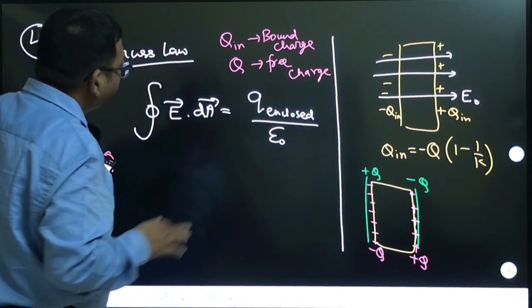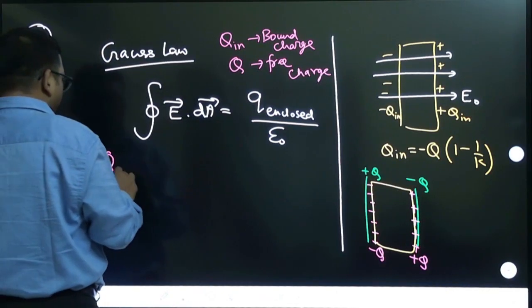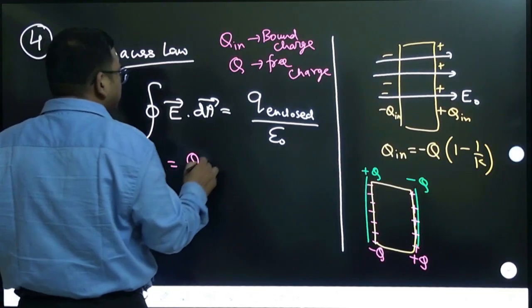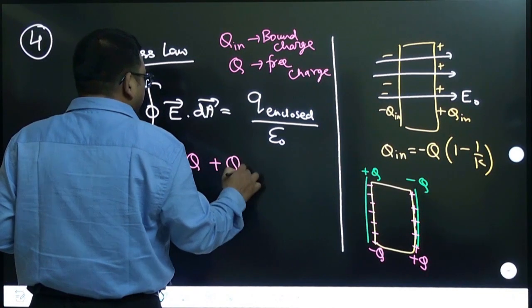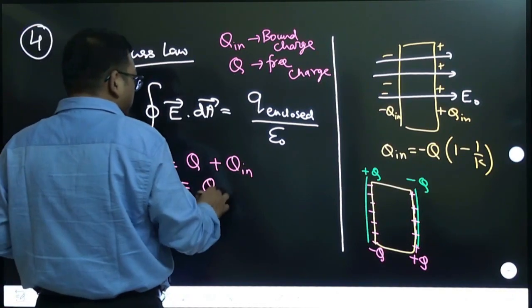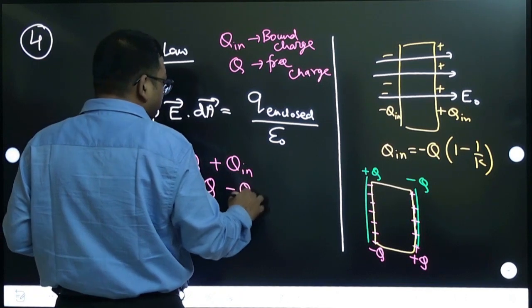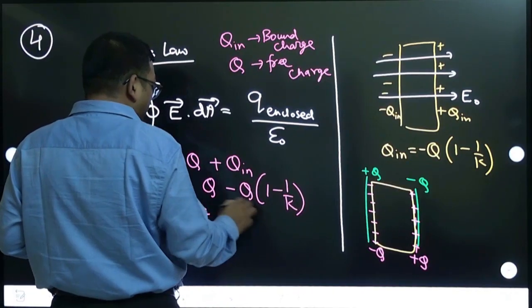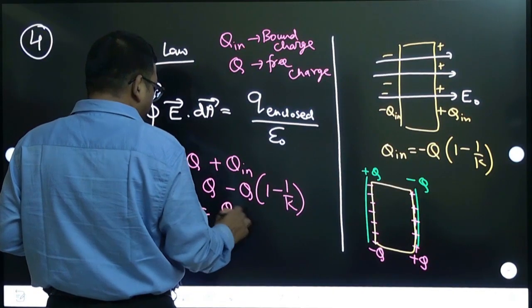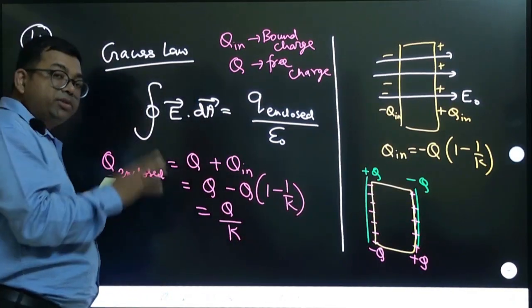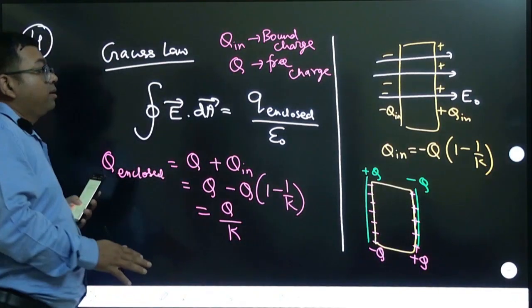Okay, so what happens now? The charge that is enclosed in that medium, you have to consider the free charge plus the bound charge. So what happens now if you do that? The bound induced charge is minus q (1 minus 1 by k). So this gives rise to q by k. So q enclosed, which was previously q, changes to q by k.